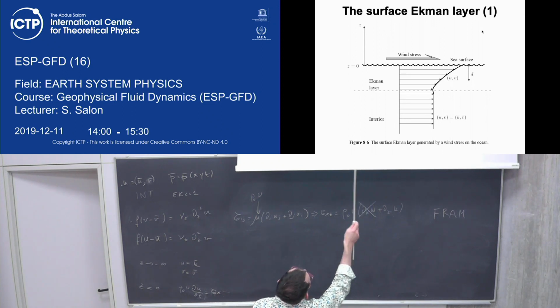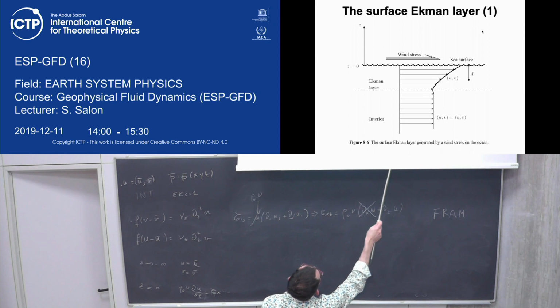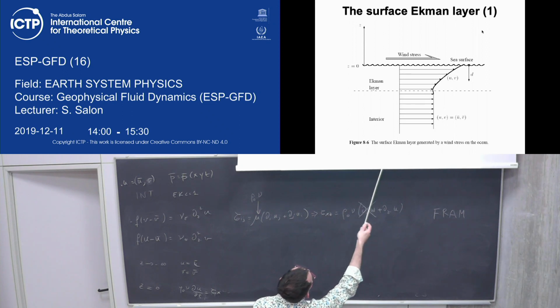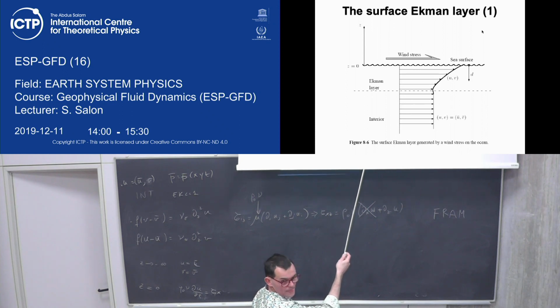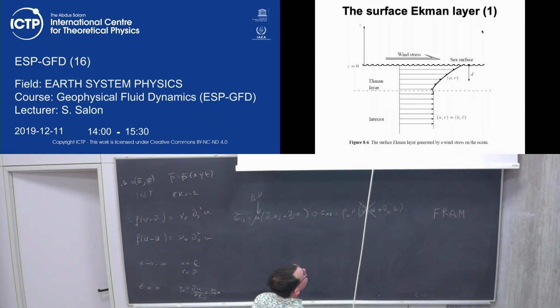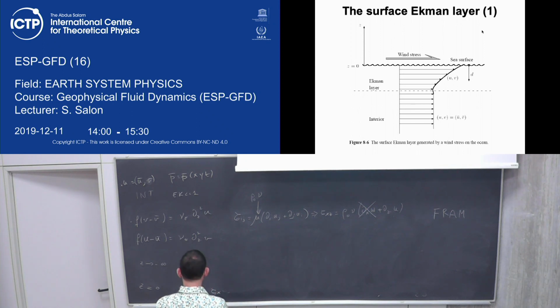Okay? So it's the vertical shear of the velocity, which is exactly the fact that the action of the wind stress is to create a vertical shear in the flow horizontal velocity. So rho 0 nu du dz equal to tau x and rho 0 nu dv dz equal to tau y.